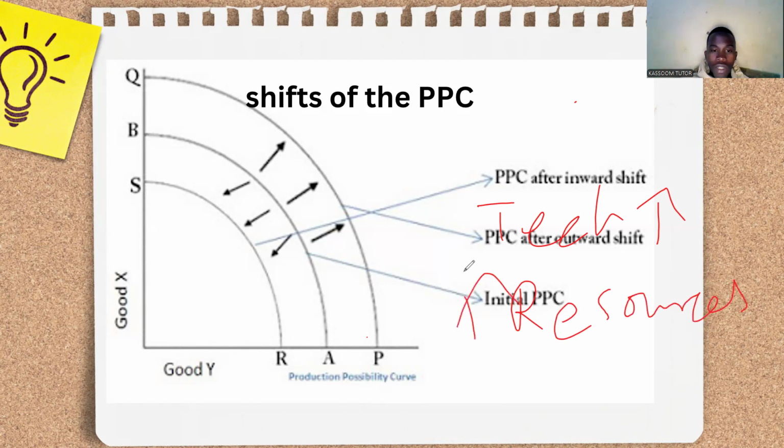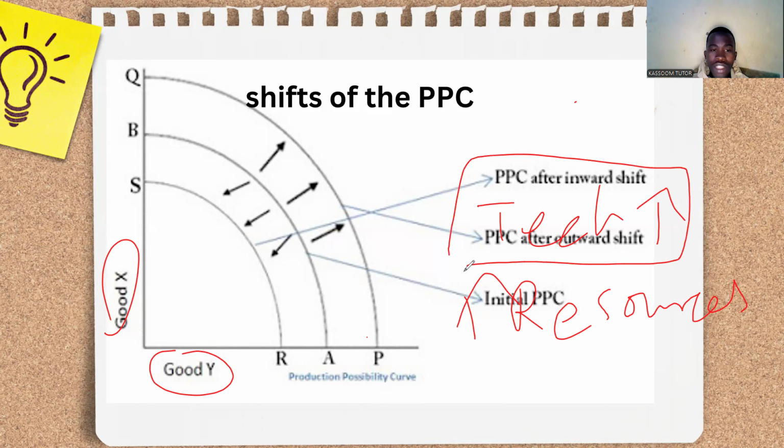So let me elaborate. For example, in your country, you're producing good X and good Y. Let's say good X is cassava and Y is maize, for example. Now, you have started to use technology in your economy, meaning if you're using technology, you'll be able to cultivate a lot more than when you were using labor, for example. Therefore, you would produce more of both good Y and good X, okay? Therefore, it would be a shift. So assume that this is our original PPC, PPC 0, okay?